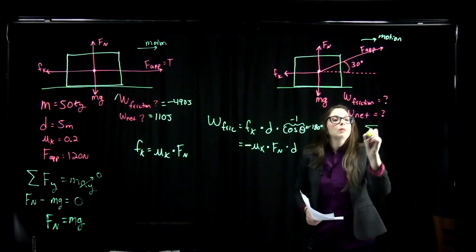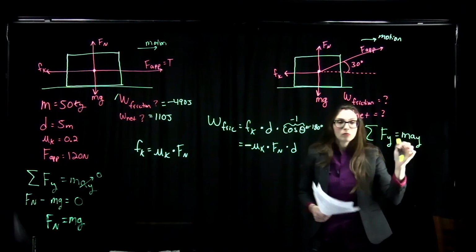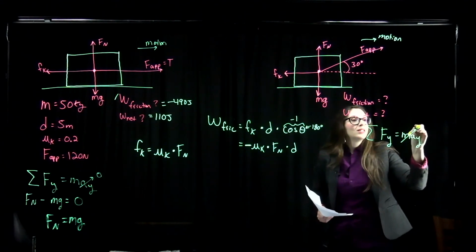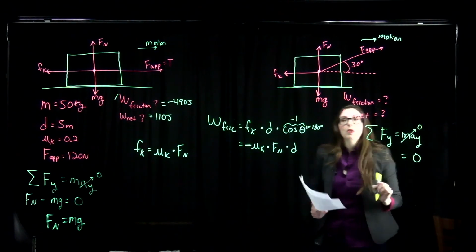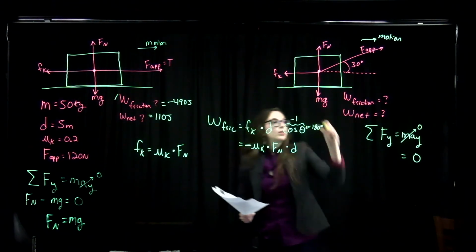So let's do Newton's second law in the vertical direction. Remember, we're not accelerating in the vertical direction, so this is 0. So 0 equals, what are all of our forces in the vertical direction? We've got the normal force upward.